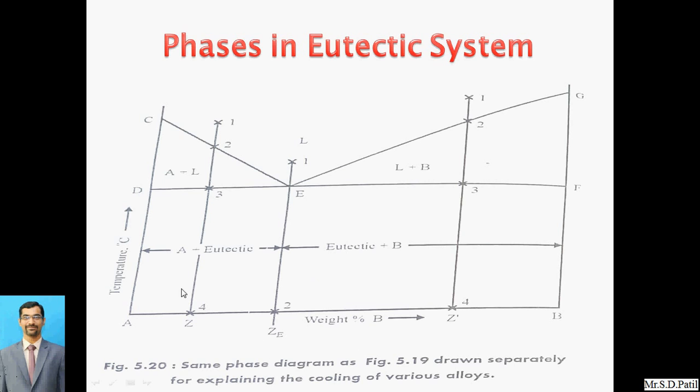So I can say that this diagram is divided into three parts. Part one is A plus eutectic, part two is this line only, that is the eutectic, and part three is eutectic plus B. A and B are the two metals that we have taken as an example here. So this diagram is divided into three parts. Now what are the three parts?